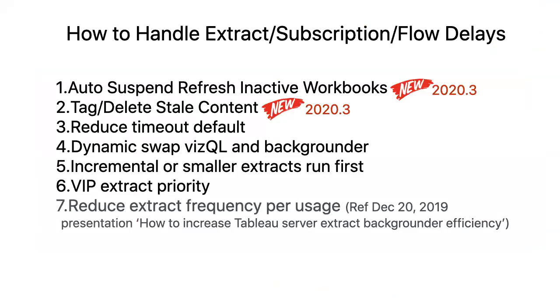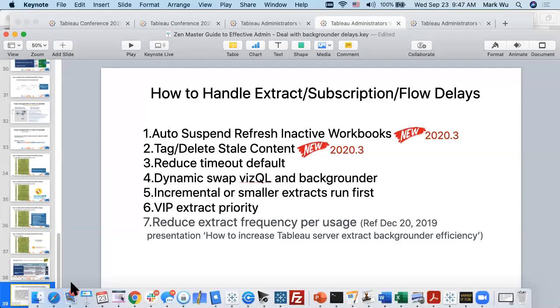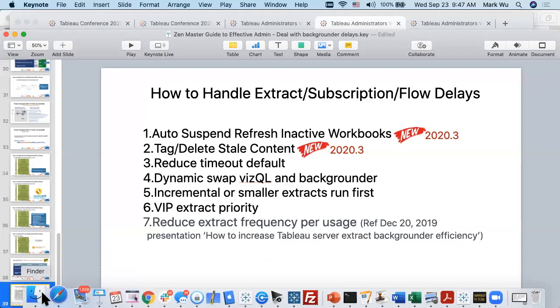All right, we talked about 6 things to improve your server efficiency on the backgrounders. Number 7, I did not talk about today, but it's there already from a few months ago. I'll show you where you can find it. Number 7 is reduce extract frequency per usage. People set daily, but if the usage is really low, you can automatically set the schedule to weekly. Weekly can become monthly. That is not a Tableau feature, but it can be done.